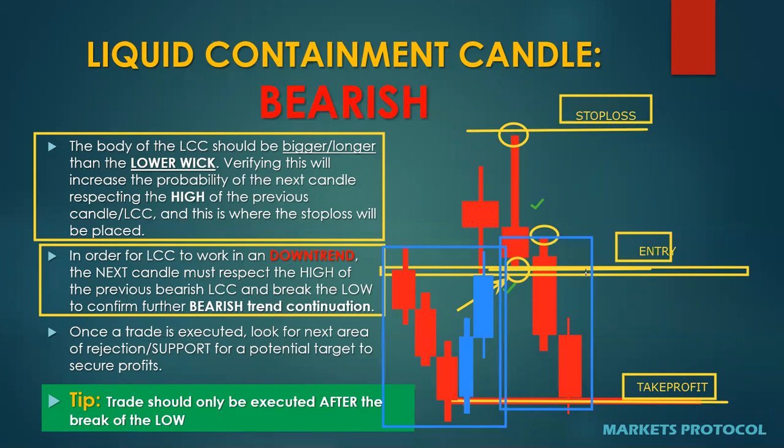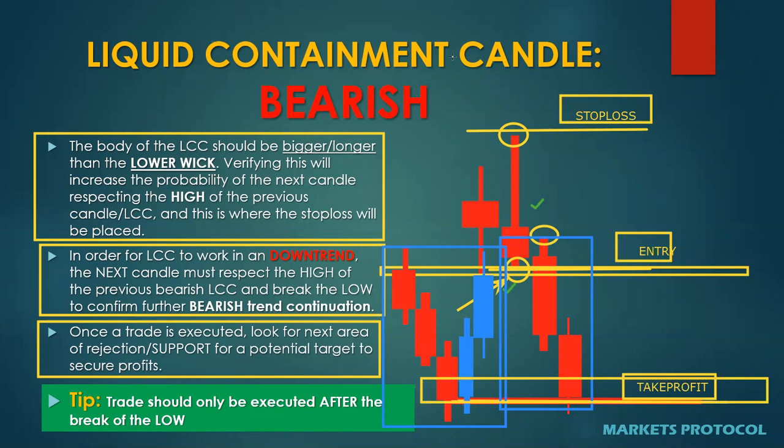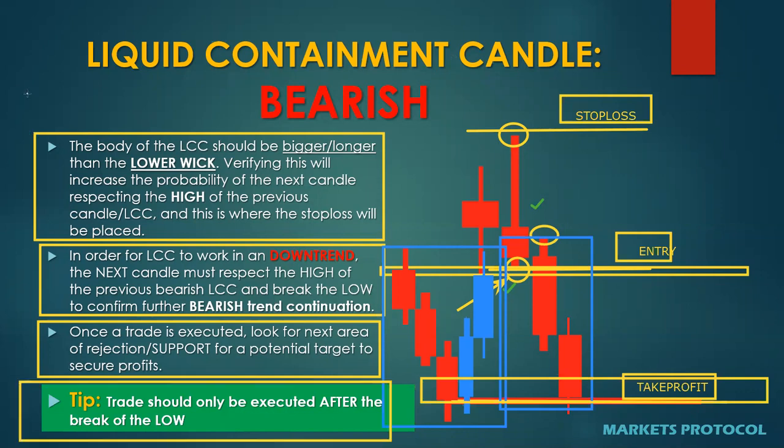Moving on to the next point over here. Once a trade is executed, look for the next area of rejection, also known as your support level, as a potential target to secure your profits, just like we mentioned in the example right over here. And the tip for this example is basically that a trade should only be executed after the break of the low, which is right over here. So let me just get this as clear as possible.